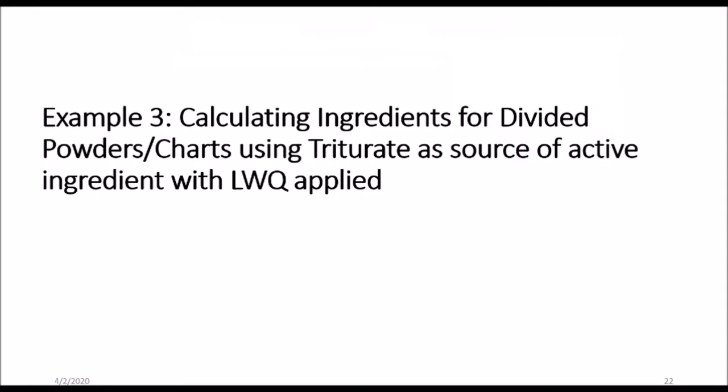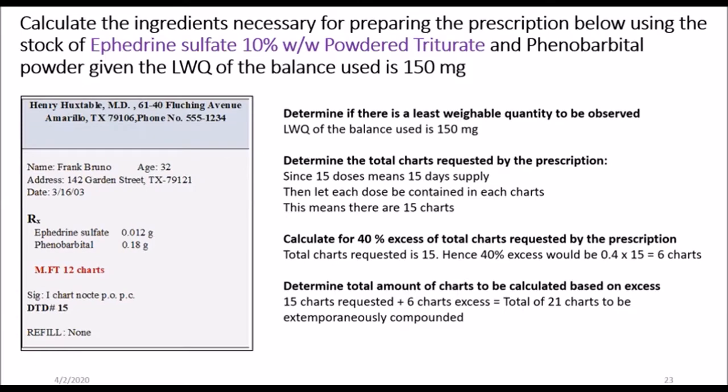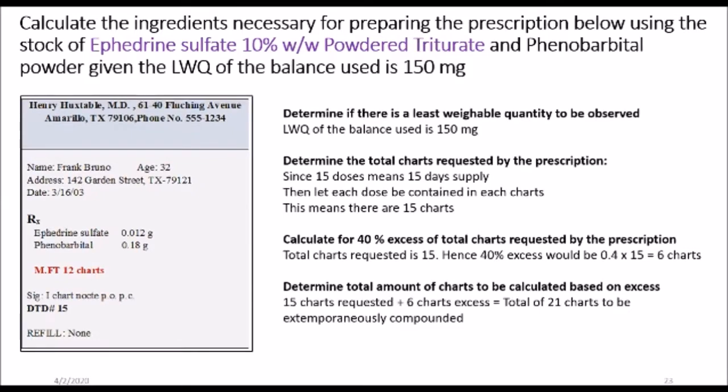Of course, we're going to apply the least weighable quantity. The question says, calculate the ingredients necessary for preparing the prescription below using the stock of ephedrine sulfate 10% weight in weight powder triturate and phenobarbital powder, given the least weighable quantity of the balance used is 150 milligrams.